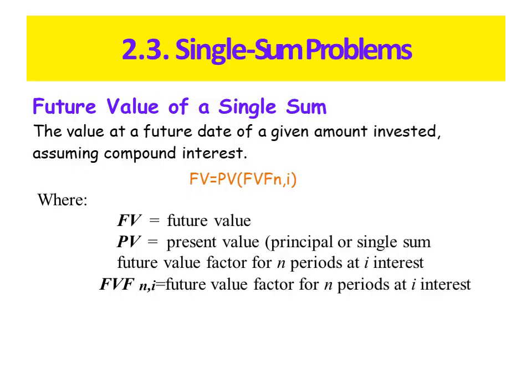Future value of a single sum. The value at a future date of the given amount invested, assuming compound interest, is: future value is equal to present value times the future value factor. That future value factor, we said, is 1 plus r to the power of n. Or we can calculate by using future value is equal to present value in the bracket 1 plus r to the power of n. We can calculate by using this, or by using the future value factor for n periods at i interest.